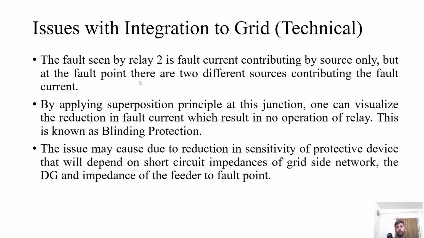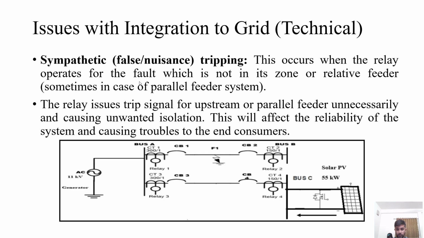This is known as protection blinding. This issue may be caused by a reduction in the sensitivity of protective devices, which depends on the short circuit impedances of the grid side network and the DG, and the impedance of the feeder to the fault point.